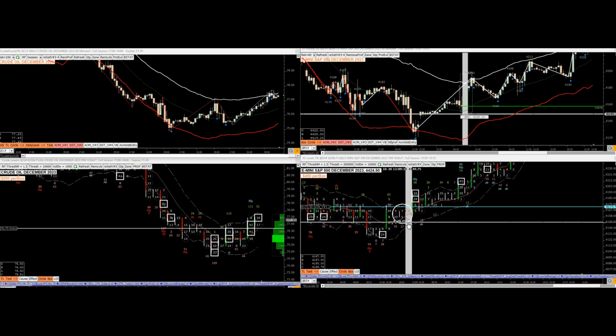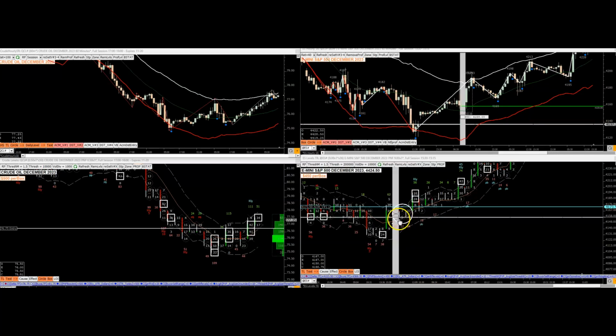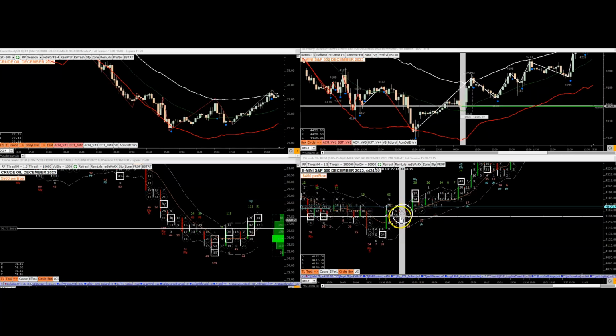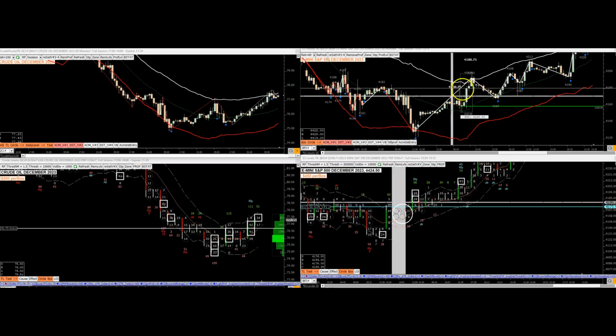Accumulation or reaccumulation. That's what the pullback is after the point and figure, whatever the tape reading chart, breaks out and pulls back, and it looks like a point and figure sideways consolidation. It's really reaccumulation. So I want to know where it is going to go, how much of a pullback, and all that.